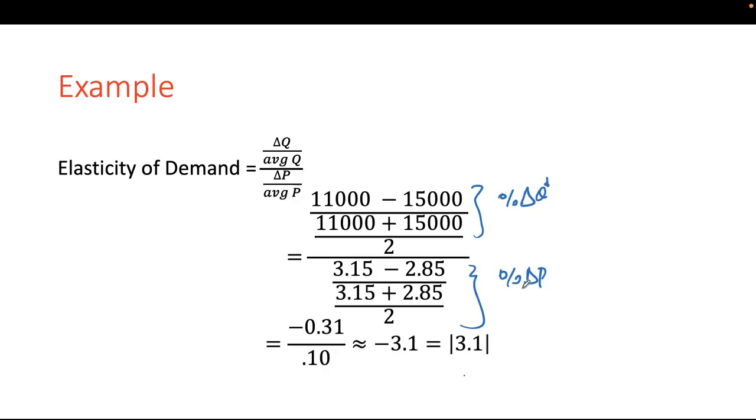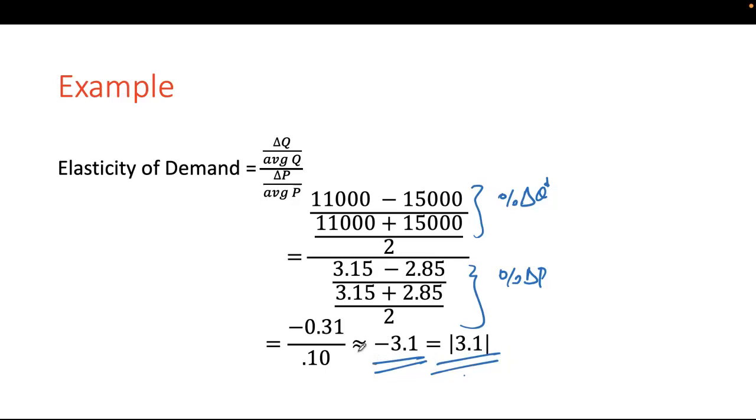Once we have calculated the two percentage changes, you can see quantity demanded has decreased by 31%. Price has increased by 10%. So for every 1% change in price, quantity demanded fell by 3.1%. Now, elasticity of demand will always be negative. Taking its absolute value, or dropping the negative, gives you a number of 3.1.